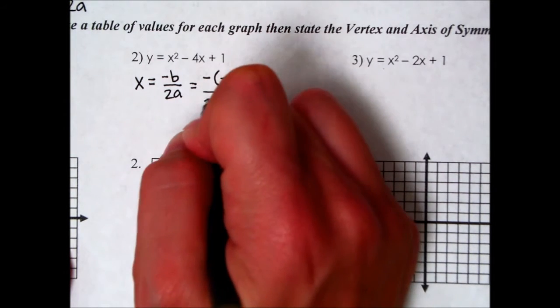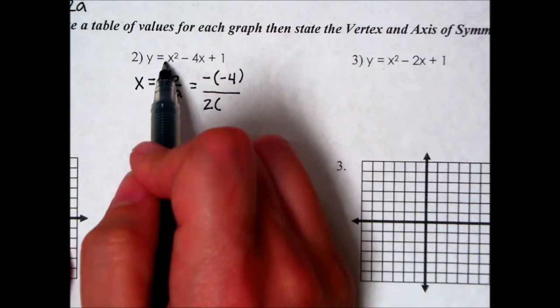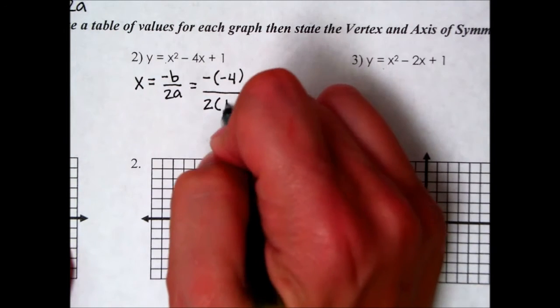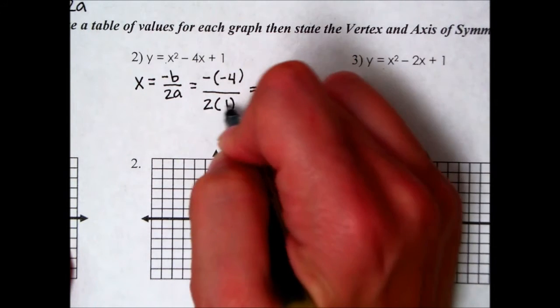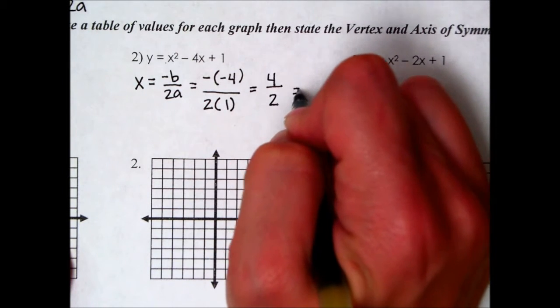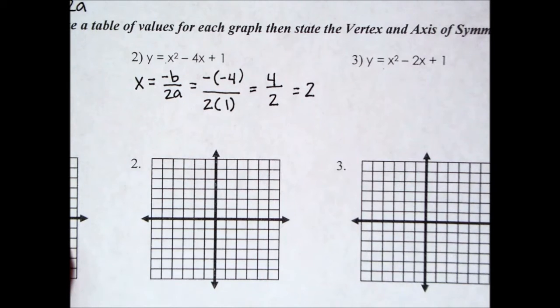All of that's going to be over 2 times a. A is here, the invisible 1. So now I have negative, which is positive 4. Then 2 times 1 is 2. So 4 divided by 2 is 2. So the x value of my vertex is 2.